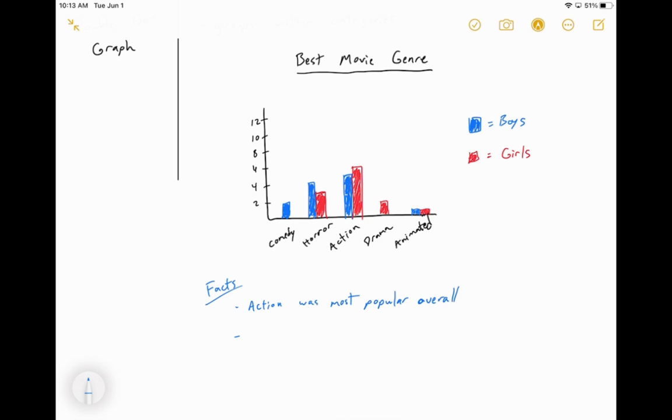I could say this. I could say more boys like horror movies than girls, right? The blue bar is higher than the red bar here, right? So of the people who liked horror movies, there were more boys that like horror movies than girls, right? That's something I could say from this data, right? This is important because this is how we further compare the data, so that we can have a better understanding of things, right?